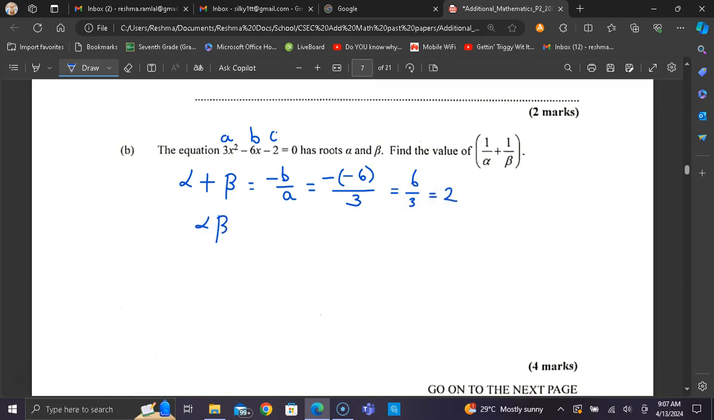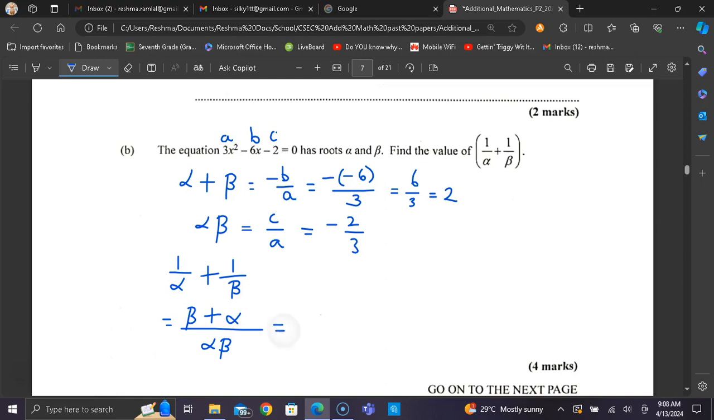The product of the roots alpha beta is equal to c over a. So therefore that will be equal to negative 2 over 3. So now that I have the sum of the roots and the product of the roots, I can use this now to find 1 over alpha plus 1 over beta. So finding a common denominator, which is alpha beta. So alpha into alpha beta is beta, and beta into alpha beta is alpha.